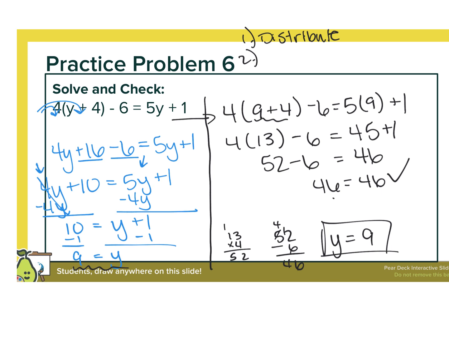For number 2, what was my answer? Y equals 9. Number 3, when you checked, what number did you get on both sides? For me, I would put 46. So it's the same equation. You do not have to solve a separate problem.